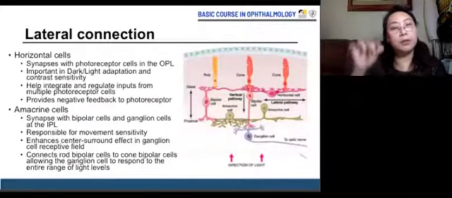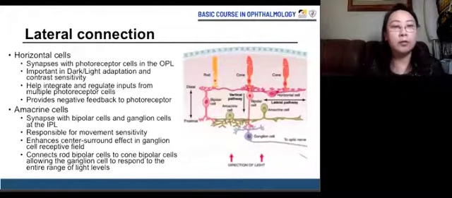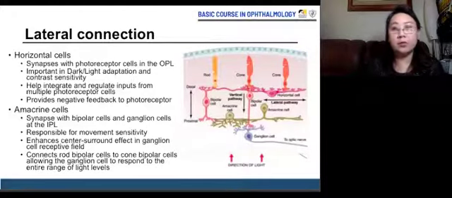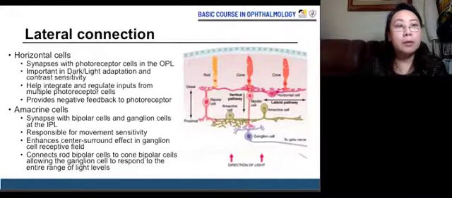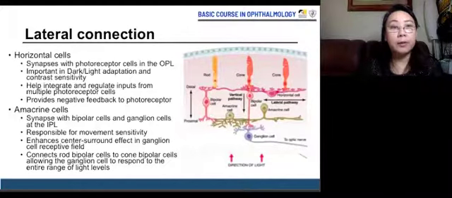So aside from the vertical neuronal transmission, we also have lateral connections within the retinal neuronal layers. The amacrine and horizontal cells provide lateral connection, which is important in adaptation and amplification of signals. So we have the horizontal cells synapsing with the photoreceptor cells in the outer plexiform layer. This is important in dark and light adaptation and in contrast sensitivity. These cells help integrate and regulate inputs from multiple photoreceptor cells and provide negative feedback to other photoreceptor cells.